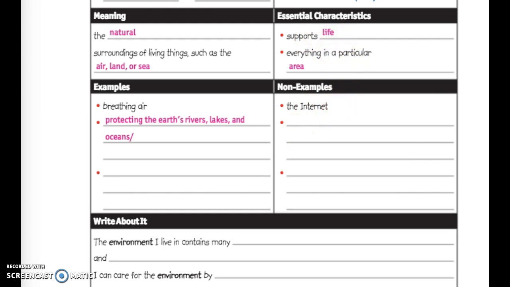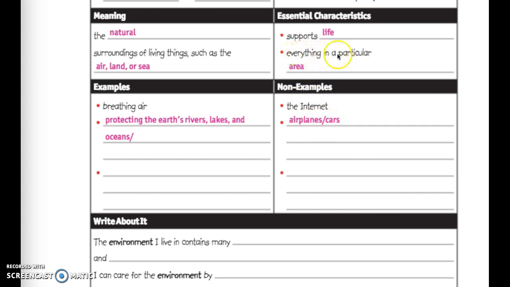So here's another example of a non-example. Airplanes and cars. These are non-examples. These don't have to do with environment. The pollution they cause might affect the environment, but they themselves don't have anything to do with the environment. Because remember, they don't support life. They're very useful, but we can live without them.